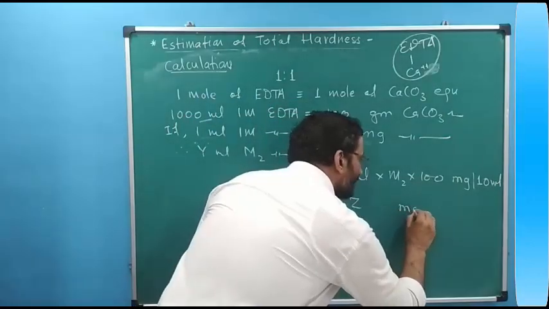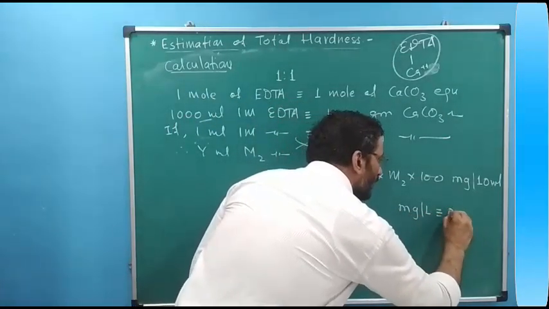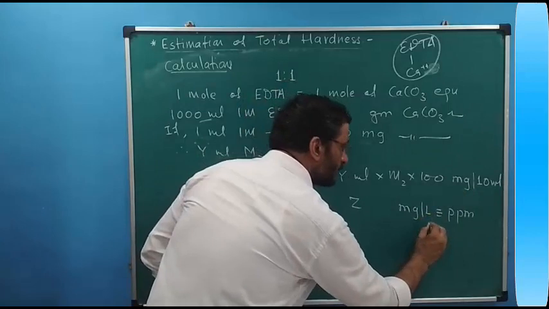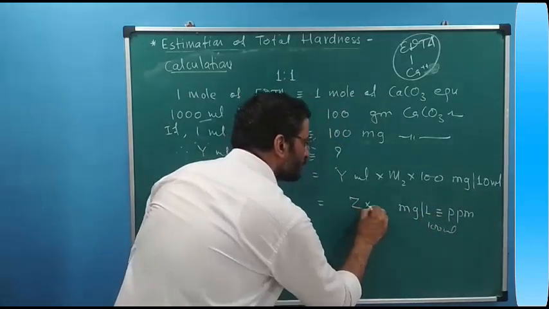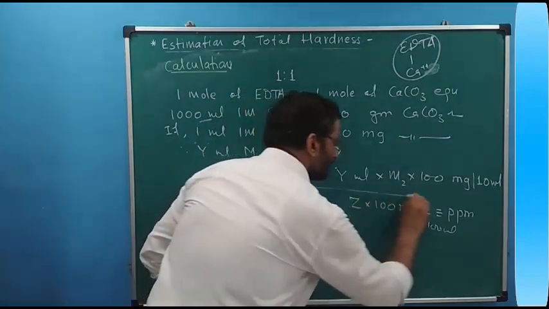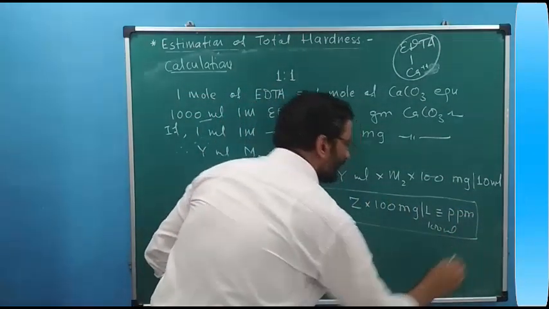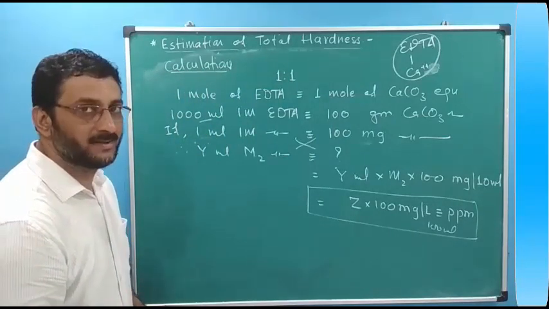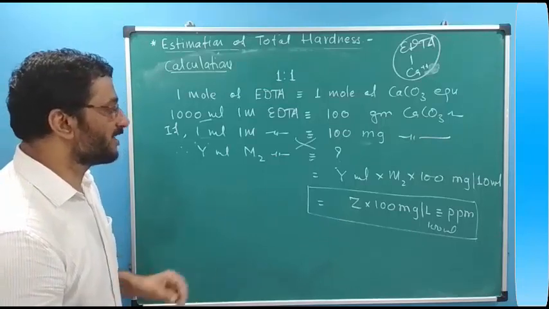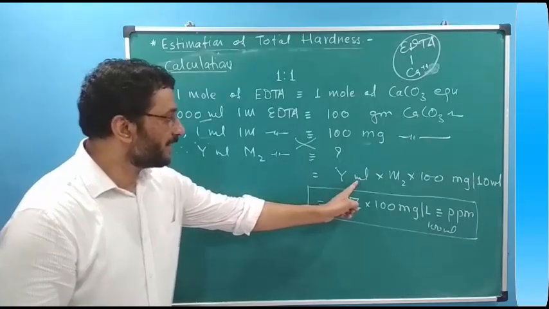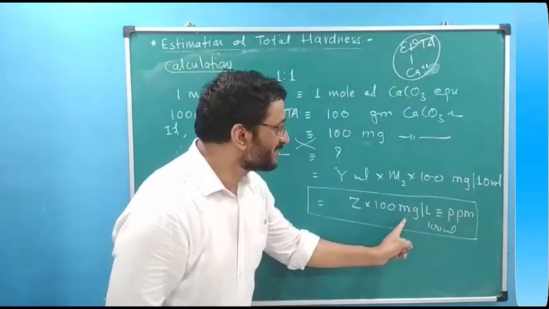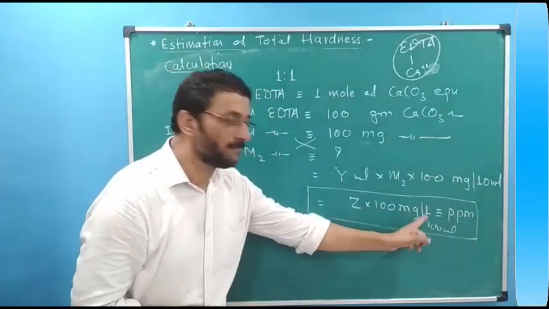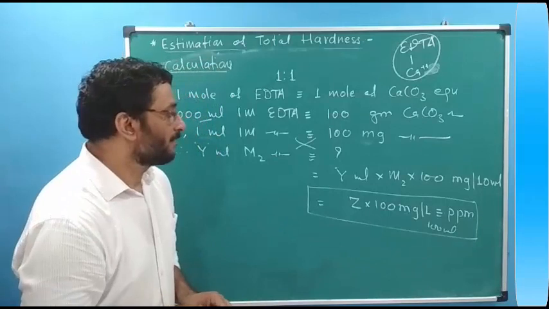We want the answer in milligram per liter, which is also called parts per million. So keep milligram as it is and convert 10 ml to 1000 ml. So this into 100 will be the total hardness of your water sample. This is the calculation part of the second part. I hope you understood. As it is a 1:1 reaction, you find Y into M2 into 100, keep milligram as it is and convert whatever volume you have used to 1 liter. That becomes milligram per liter, the hardness in milligram per liter.